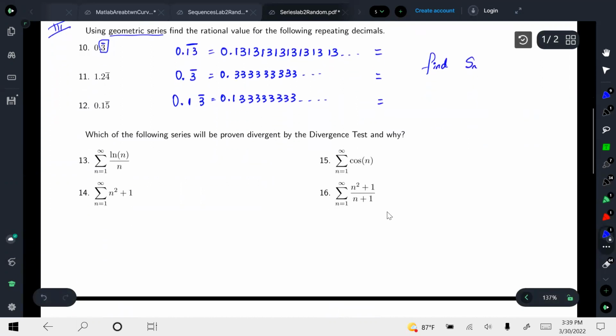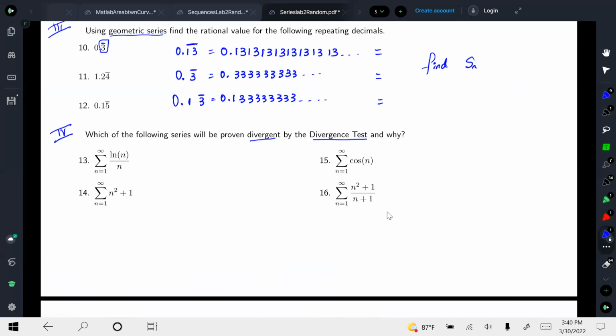In type 4, you need to prove that these series are divergent according to the divergence test, and you need to tell why it is diverging. When they ask you the reason why it is diverging, you can write a definition or a theorem related to the divergence test and just refer to it. So, according to the definition of the divergence test, so and so sequence is diverging. Okay.